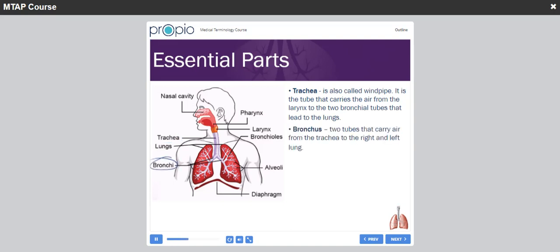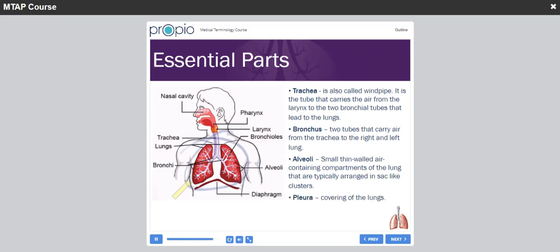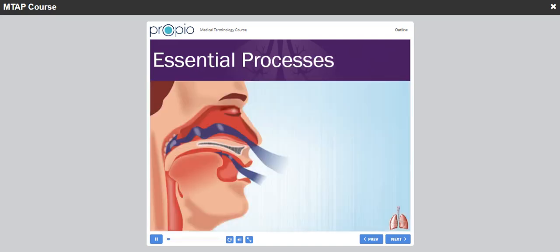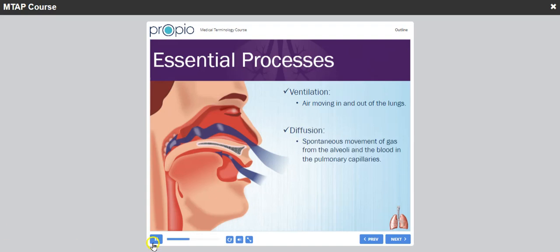Alveoli, small, thin-walled air containing compartments of the lung that are typically arranged in sac-like clusters. Pleura is covering of the lungs. The essential process of the respiratory system is ventilation, that is when the air moving in and out of the lungs, diffusion, which is spontaneous movement of gas from the alveoli and the blood in the pulmonary capillaries, perfusion, cardiovascular system pumping blood through the lungs.